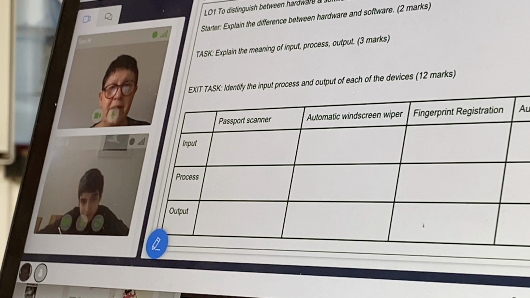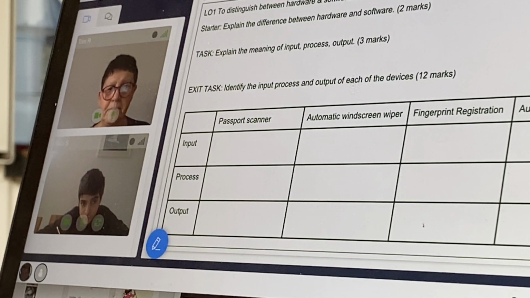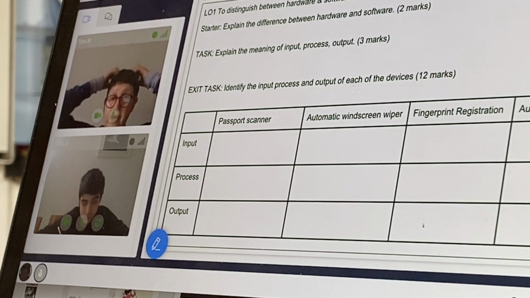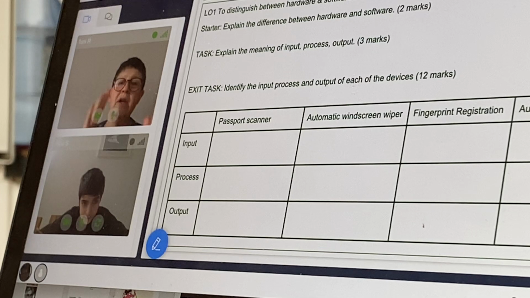So let's go back and look at this one. Looking back at what we've done, did you get 9 marks for all of those things? You got the right words and the right pictures? Good, that's 9 marks. So you've got 2 marks here to explain the difference between hardware and software.